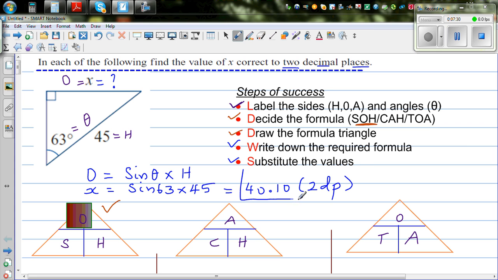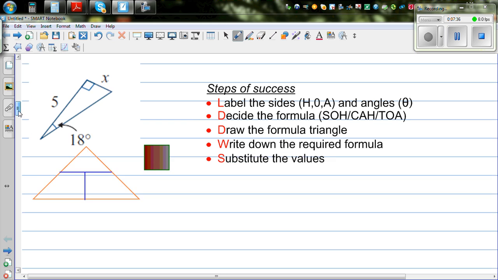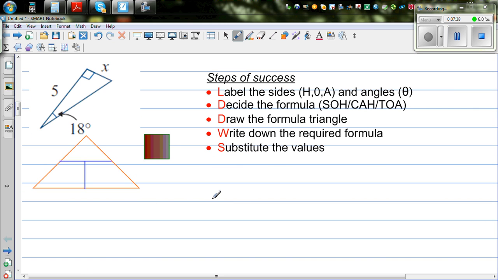So this is how you work out the value of x. Let's look at one more question. Let's go through the process now. Here the first thing is we need to label the sides and the angle. So first, this is the angle that they have given. So that is theta, that is 18 degrees.